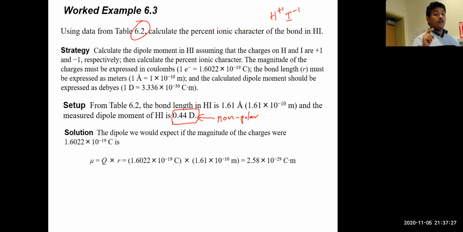So for that, you need the partial charges and the distance between them. Here we are trying to identify the dipole moment for H plus and F minus 1. It's like ionic HF. It is weird, but we have to calculate it, right? So the charge in coulombs: what is the charge of an electron? It is a fixed, already defined value. The one electron charge in coulombs is 1.6022 times 10 to the power of -19 coulombs.